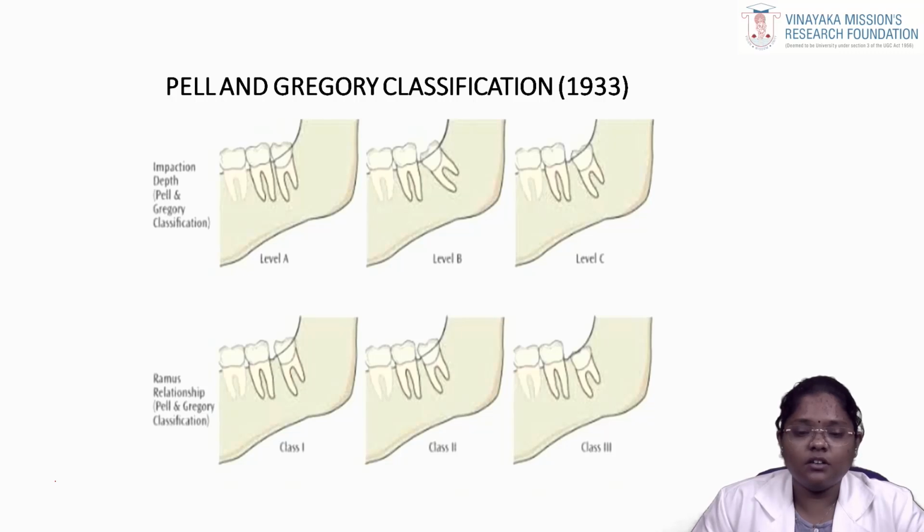Pell-Gregory classification, this was given in 1933. This classification is based on the depth of the impacted molar and the ramus relationship of the molar. So, this has level A, B, C based on the depth of impacted molar, and class 1, class 2, class 3 based on ramus relationship. When classified based on this, level C and class 3 is considered to be the most difficult impaction.